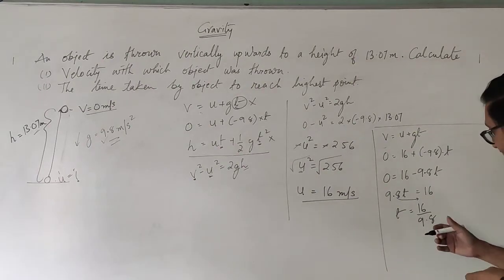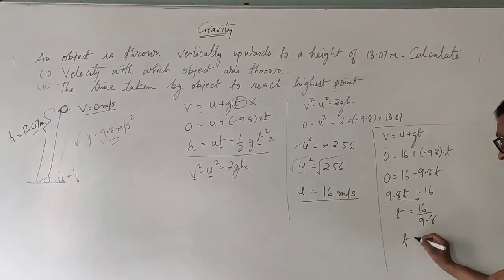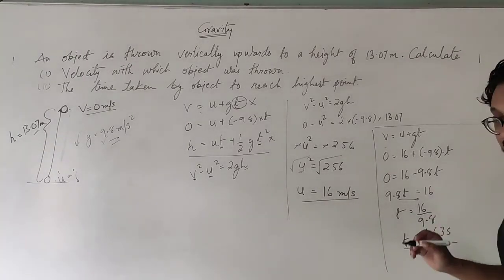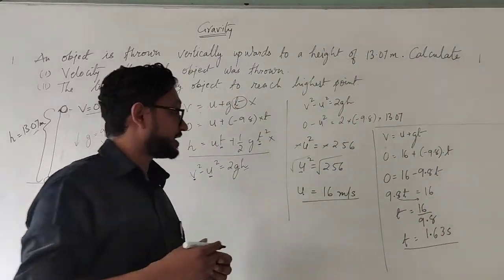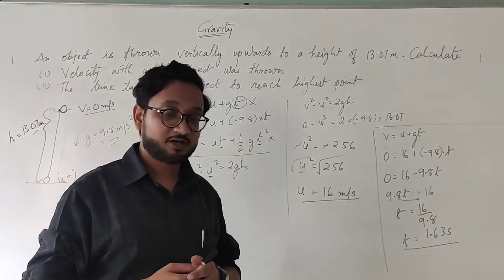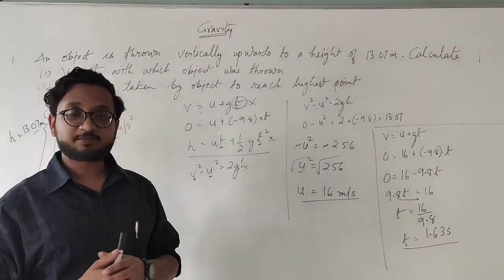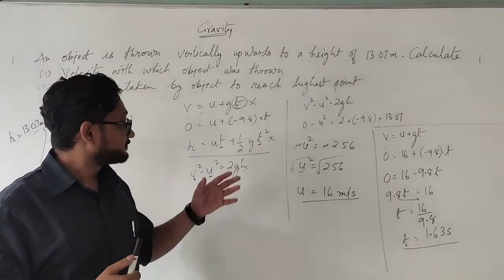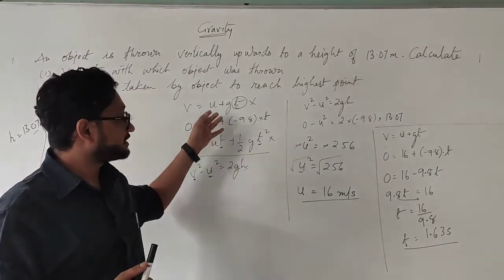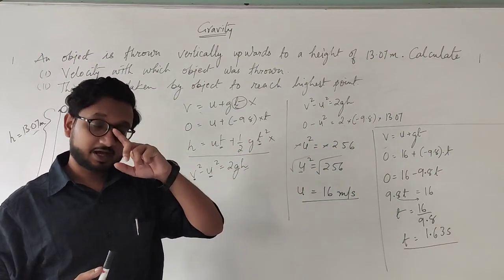Basic mathematics. Okay, 16 divided by 9.8 will give you t is equal to 1.63 seconds. You can solve this by yourself, simple division. I am not going to bother with the division, you can do it yourself. But this is how you get the answer. So now you have the time taken as well. First, you need to find the velocity. After finding the velocity, choose a particular equation that is easier for you, substitute the values, and then you can get the answer.